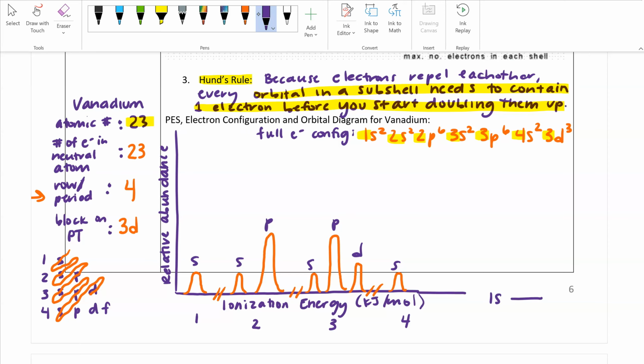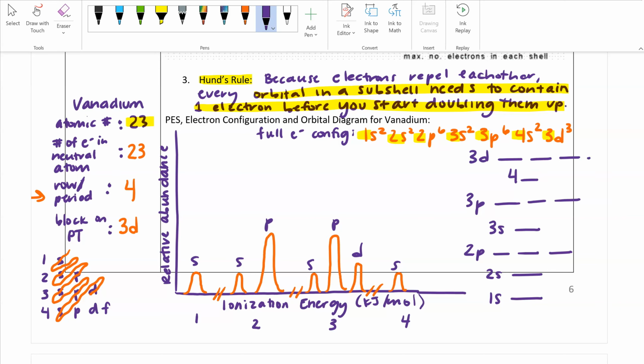So I got a 1s, I got a 2s. I'm just doing them in the order of the electron configuration. I have a 2p, and I know that since there's 6 electrons there and each orbital can only hold 2, I need to have 3 orbitals. I have my 3s, can only hold 2. I have my 3p, 1, 2, 3. I have my 4s, and then I have my 3d, 1, 2, 3, 4, 5 in the d block are available.